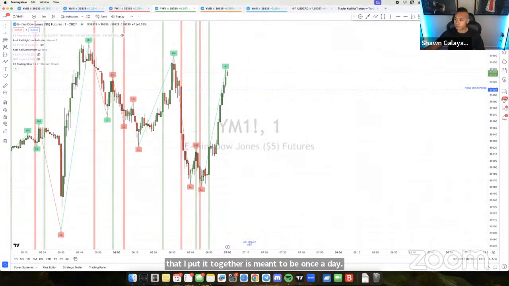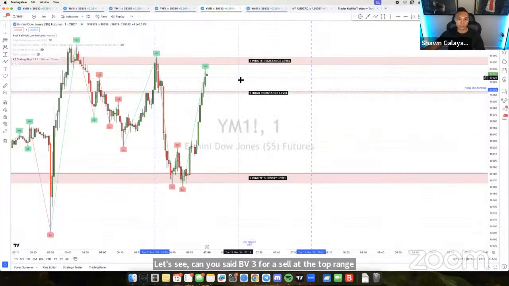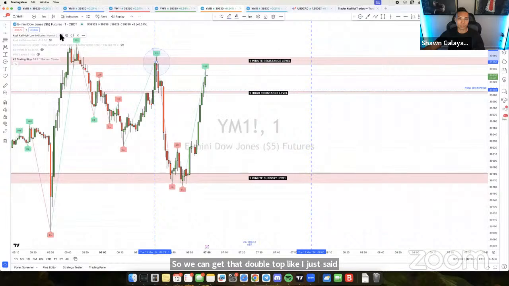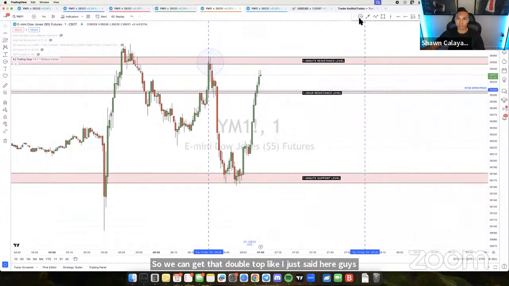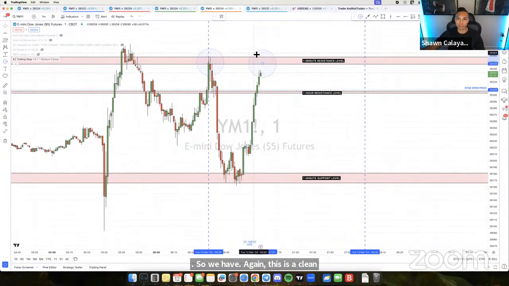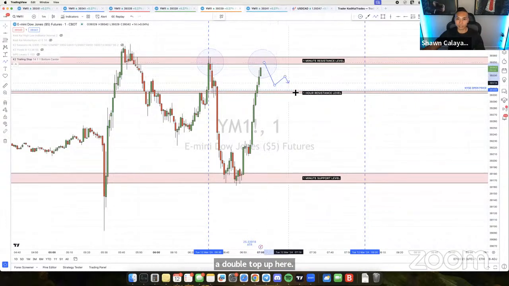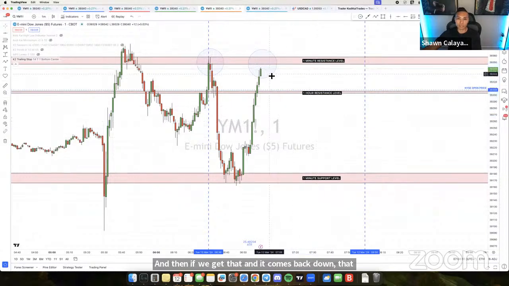Let's see. Kenny said BB3 for a sell at the top range sounds beautiful. Yeah, I know that could happen. So we can get that double top, like I just said here, guys. Again, this is a clean chart, so we can get a double top up here. And then if we get that and it comes back down, that could be pretty nice, because now we have this big range. This is like the top of the range.